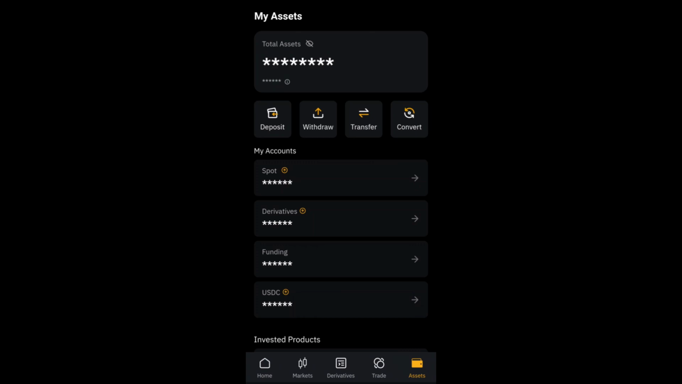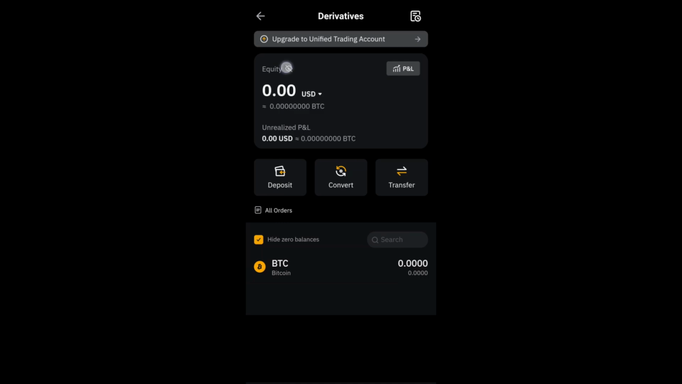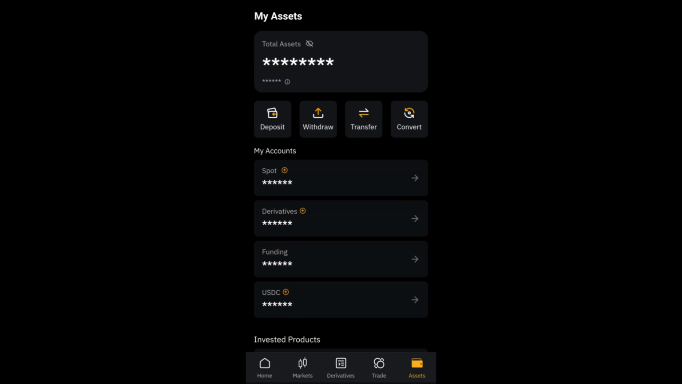Okay, now once you add USDT to your Bybit account, it will be displayed here under the spot wallet. To carry out future trades, you should have USDT on your derivatives account. On my derivatives wallet, I have 0 USDT. So to add funds to the derivatives wallet, just go back. Here you will find an option called transfer.